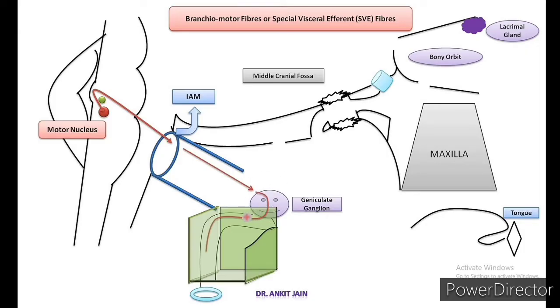From the tympanic part of the facial canal, they enter into the mastoid part of the facial canal, and within the mastoid part of the facial canal, they give a branch known as the nerve to stapedius, which supplies the stapedius muscle. After giving this branch, these motor fibers run downward and leave the cranium through the stylomastoid foramen.